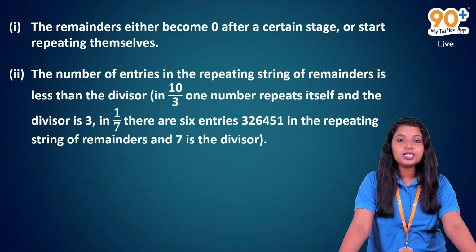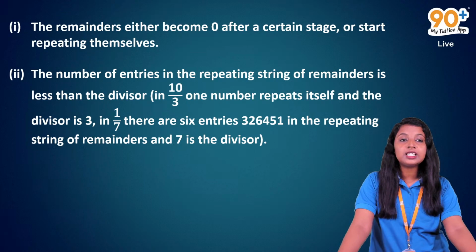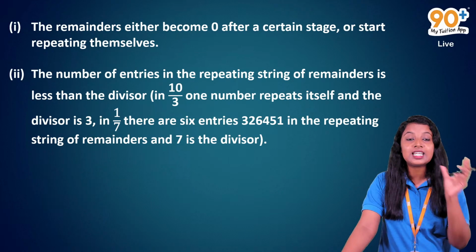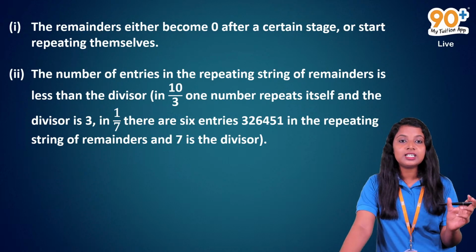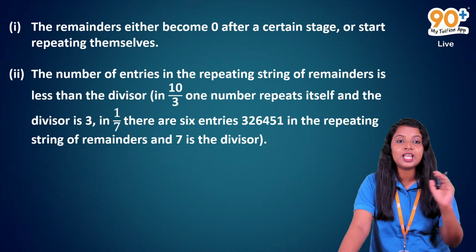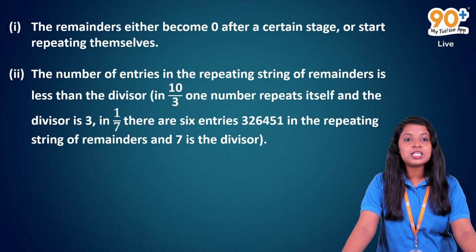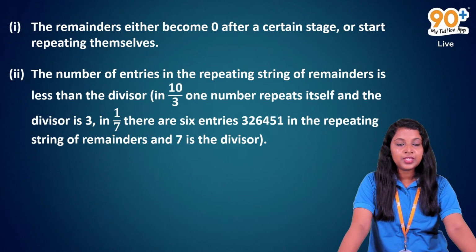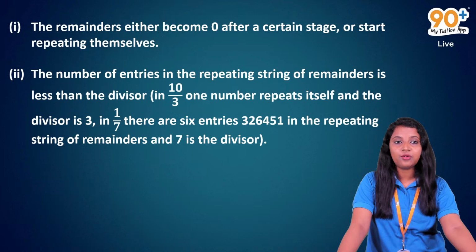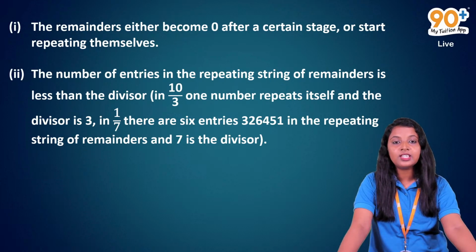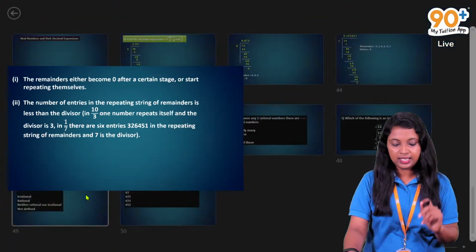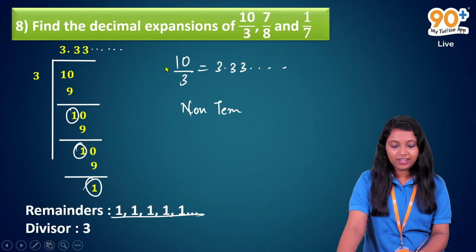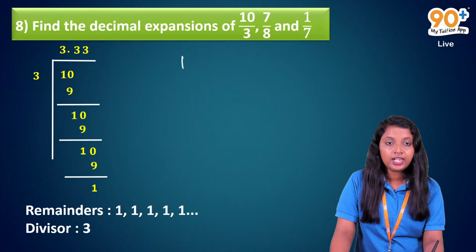Then the second thing is the number of entries in the repeating string of remainders is less than the divisor. In 10 by 3, one number repeats itself and the divisor is 3. In 1 by 7, there are 6 entries, 3, 2, 6, 4, 5, 7, in the repeating string of remainders and 7 is the divisor. See, here the divisor is 3, right? Divisor is 3.